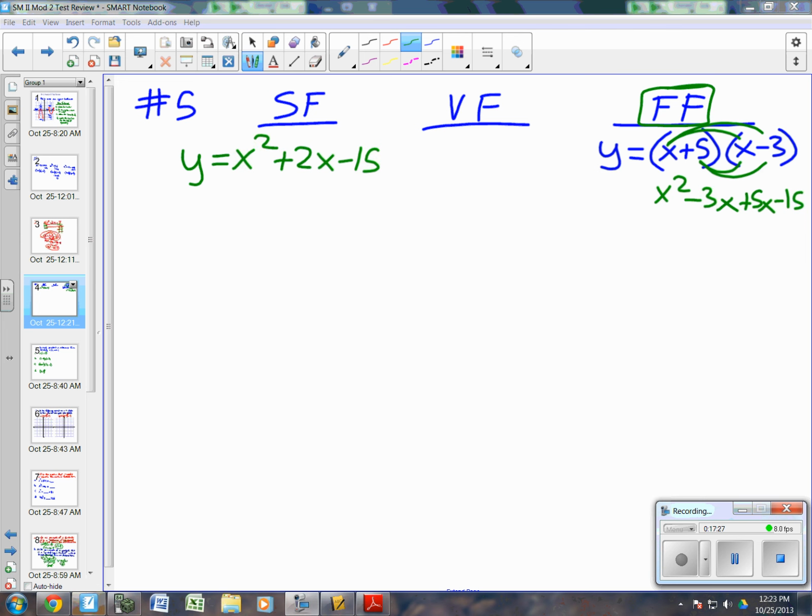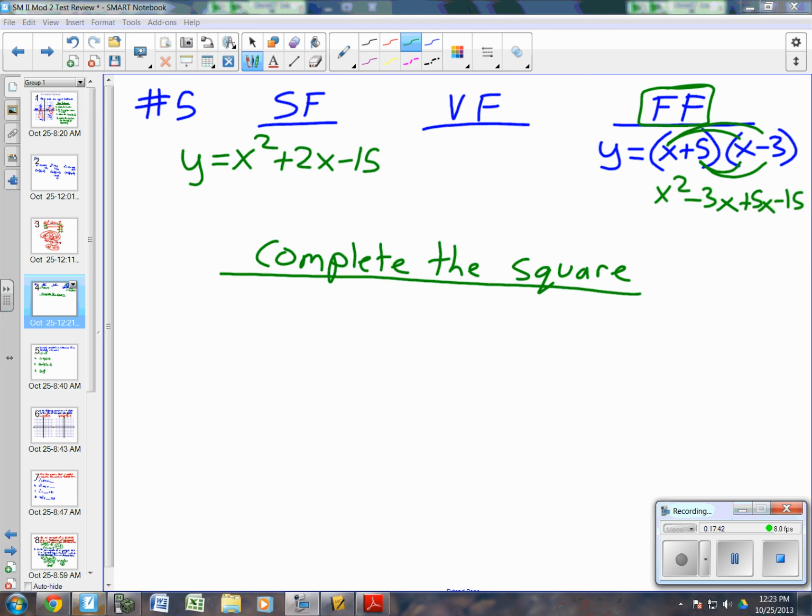Okay, now vertex form, you have to complete the square. So pay attention to this. Remember, complete the square. We did a lot with this a little while ago, but I think you guys have forgotten it. What we're going to do is group the first two terms, the x squared plus 2x. So I'm going to write x squared plus 2x plus, and I'm going to leave a space, because that number right there is going to be my number that completes the square, right? And the negative 15, I still have that, so I put it out here.